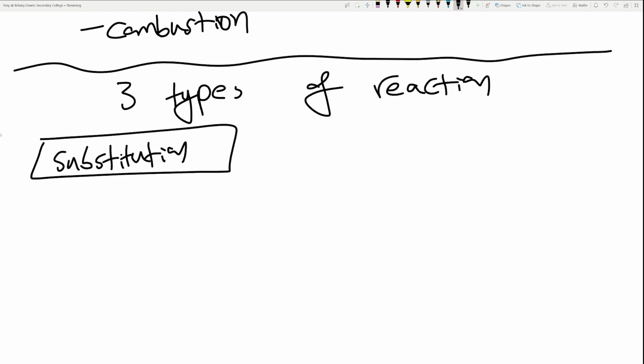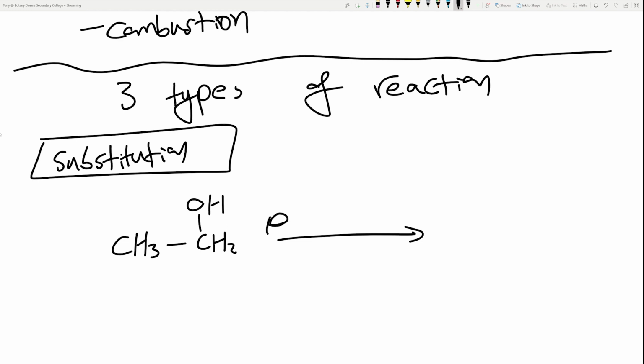Substitution is when you substitute one group of atoms with another group of atoms. In this case, say for example you have CH3CH2OH, and there's only one reagent you need to learn for this. Well, one of 3. If you use PCl3, PCl5, or SOCl2, you pick one. You can write 3, but you just need one of them.